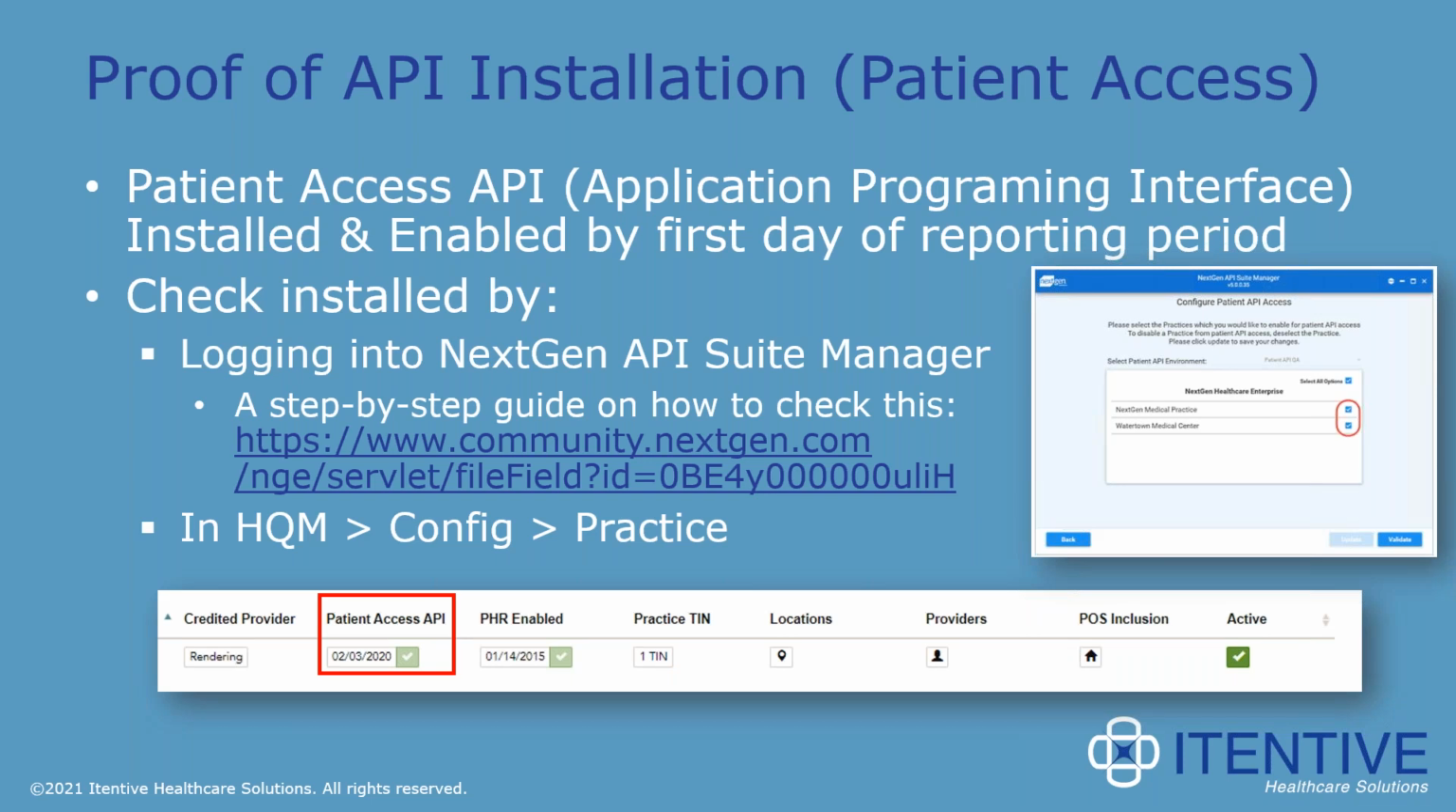So to prove that you had this API installed for the entire reporting period, you can check in two places. Easiest is probably going to be in the HQM under the config tab and then going to the practice page. Or you can log into the API Suite Manager, which we provided a link to a step-by-step guide on how to check if and when the API was installed. So two options here as well.